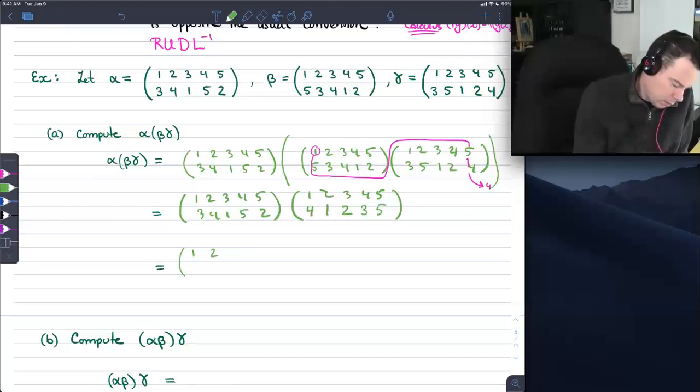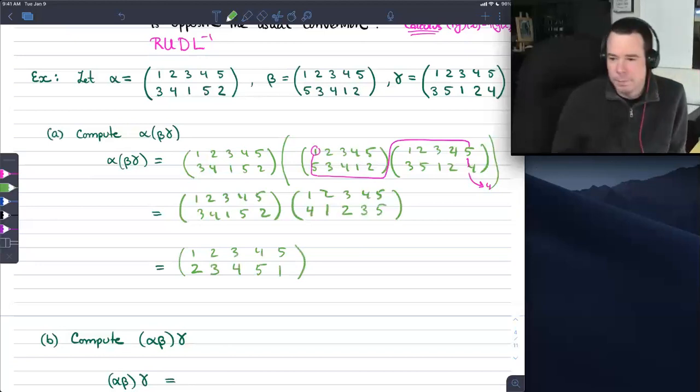Now I'm going to work out the last one as well. 1 goes to 3, which then goes to 2. 2 goes to 4, which then goes to 3. 3 goes to 1, which then goes to 4. 4 goes to 5, which then goes to 5. And 5 goes to 2, which then goes to 1. And so there's our resulting permutation, the product of doing those three.